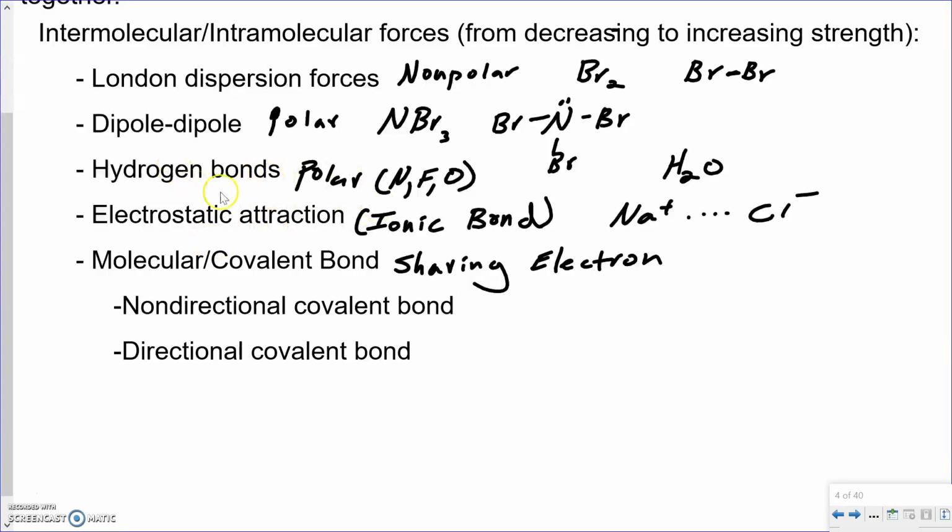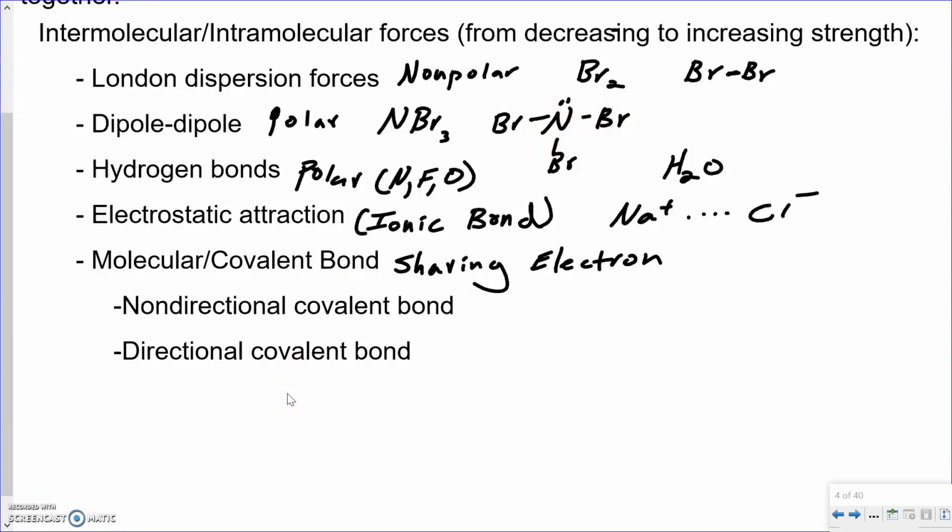And part of the reason for that, remember, is that hydrogen bonds and dipole-dipoles are dealing with partial charges due to the difference in electronegativity, whereas electrostatic attractions are dealing with the attraction between legitimate charges, an actual positive and an actual negative, versus the partial positives and partial negatives you get on polar molecules. There we go, sorry.